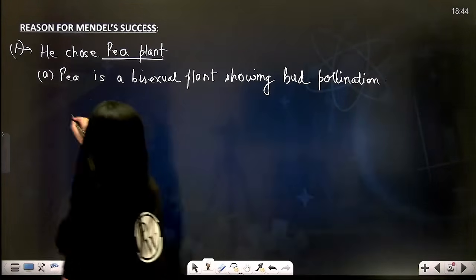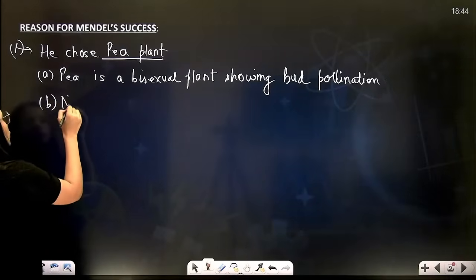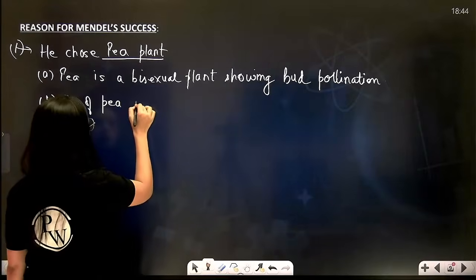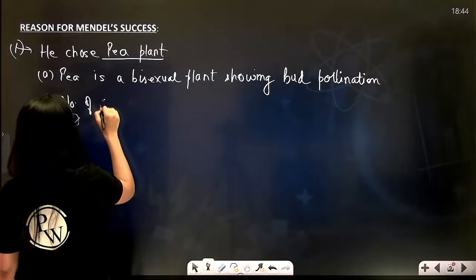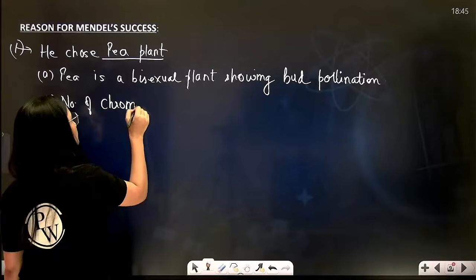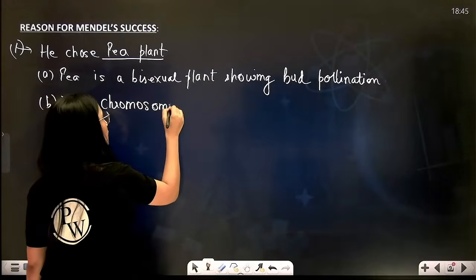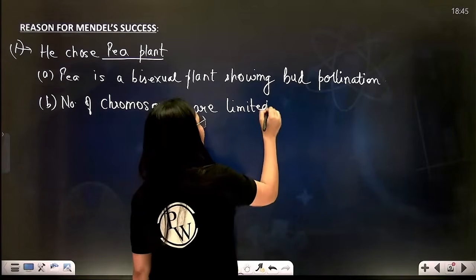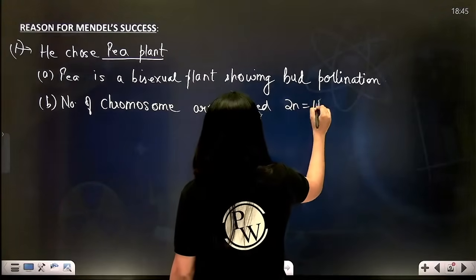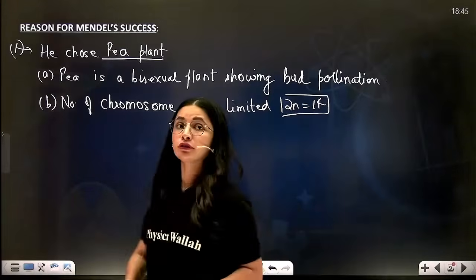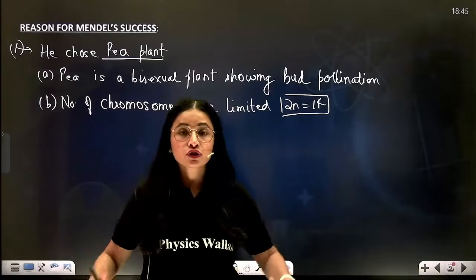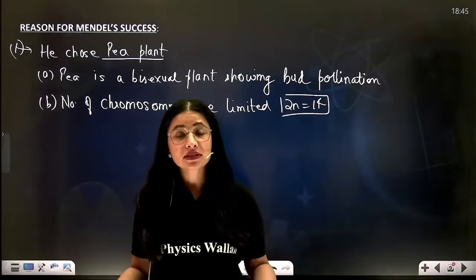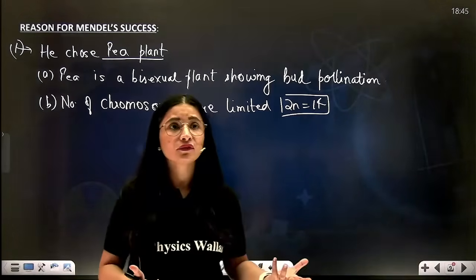Correct? Second, the number of paired homologous chromosomes is limited, which is actually 2n equal to 14. Only 7 pairs. See, we have 23 pairs, 46 chromosomes. So many chromosomes, so many genes, so much complexity. How will the person study? He will always get confused in the results.